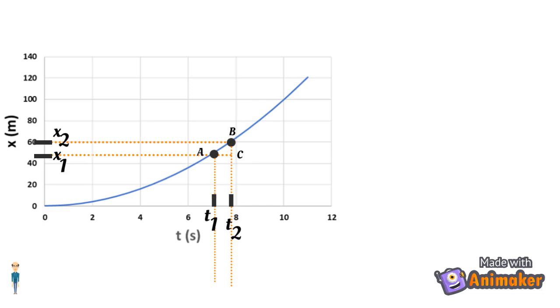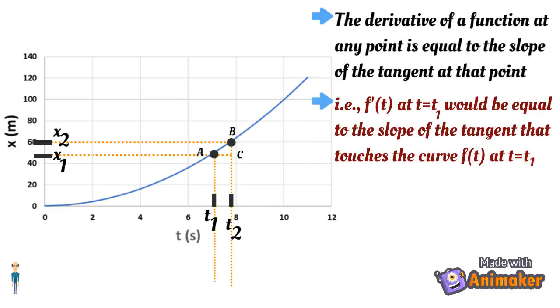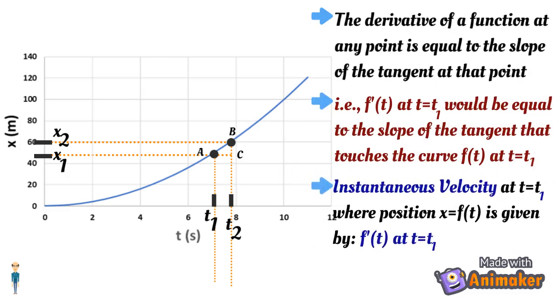Okay, so we ended up proving a property of the derivative, which is that the derivative of a function at any point is equal to the slope of the tangent at that point. Besides, of course, in this specific case, we have seen how velocity at a point is equal to the derivative at that point of the position-time curve, and that this instantaneous velocity can be derived as the limit of the average velocity over a time interval delta t as delta t tends to 0.